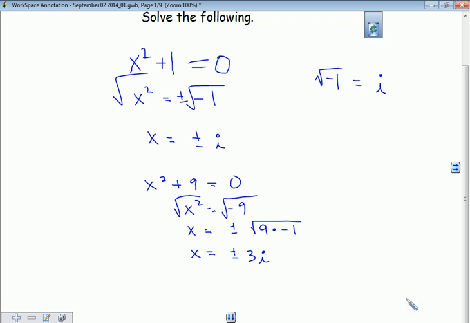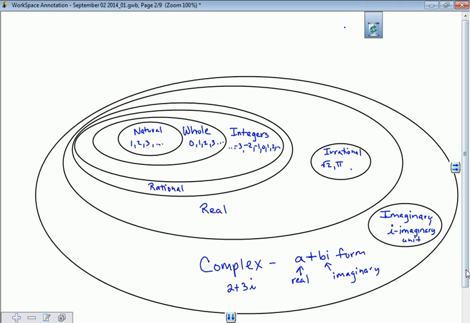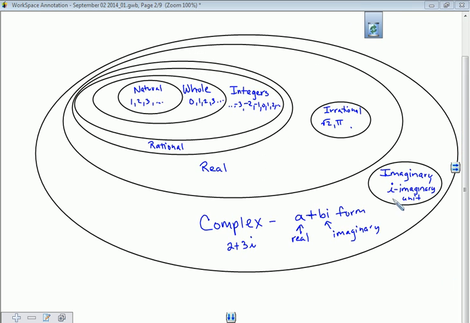Okay. Now, there's nothing awe-inspiring about this new number system. We just defined it. It's based off this, and now we're just going to manipulate things that have the square roots of negatives in them.